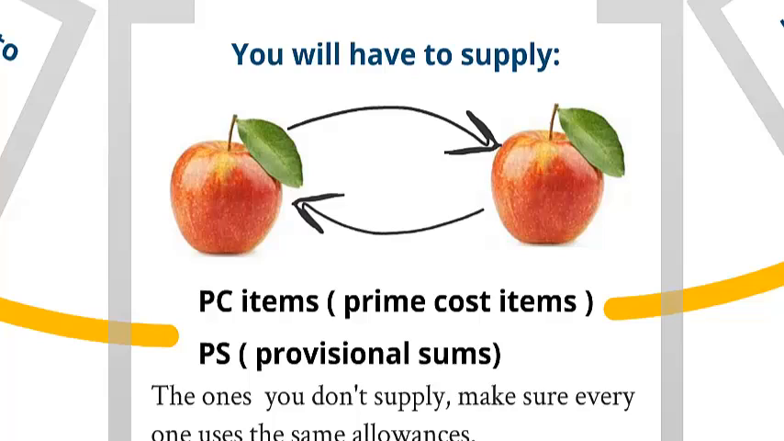Now remember, you need to be comparing apples with apples. You're probably going to find that you're going to need to provide most of the PC and quite a few of the PS items to the builders. And then the ones that you don't actually supply, make sure that everyone is putting on the same allowances. This way, it makes it easier for you when you're trying to compare the quotes.